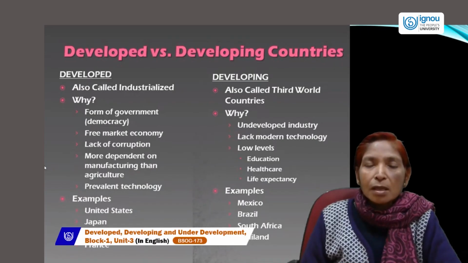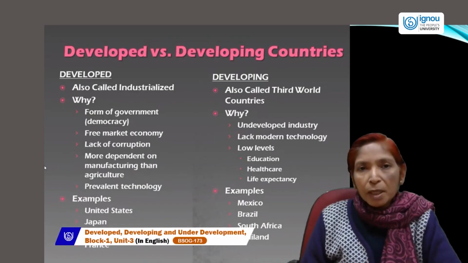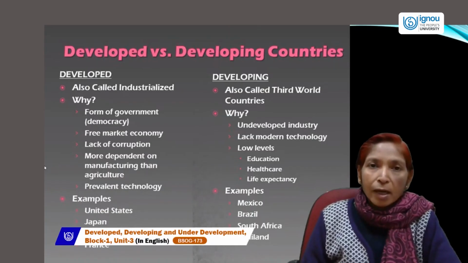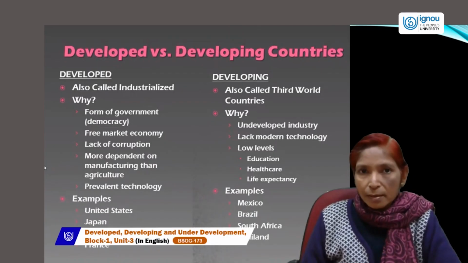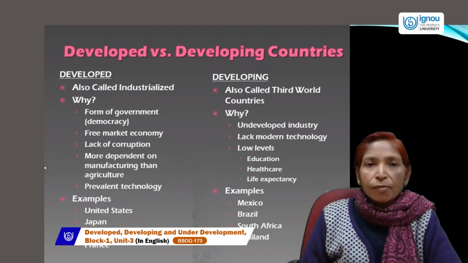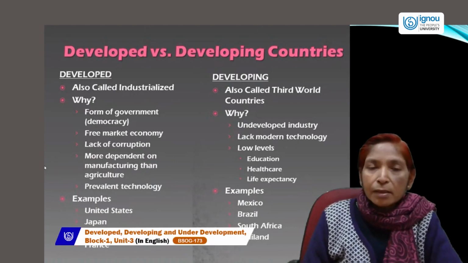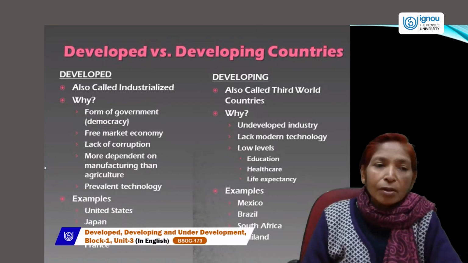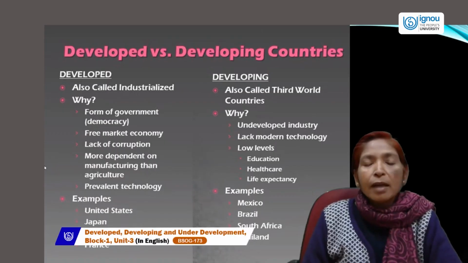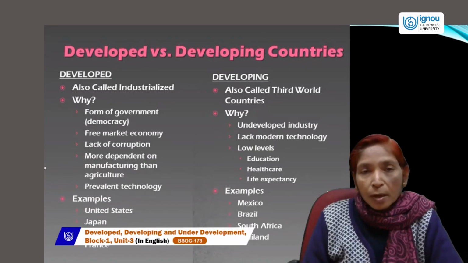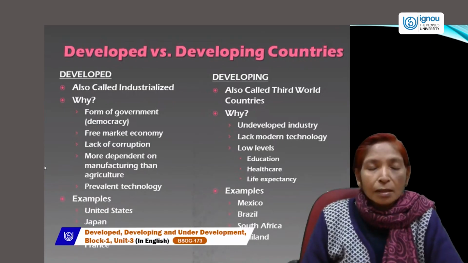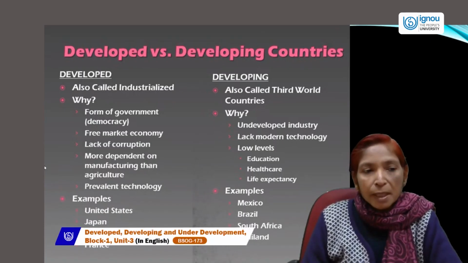The Indian economy is also a developing economy, not well developed. Why? The reason is that here also corruption exists. So the free market economy is the main feature of developed countries, and the second main feature of developed countries is lack of corruption. There is no corruption. That's why they are going on the path of development.